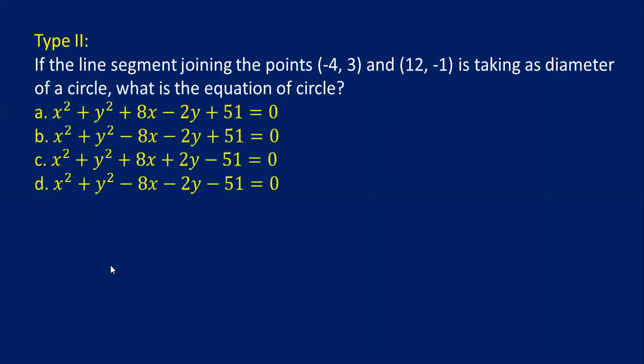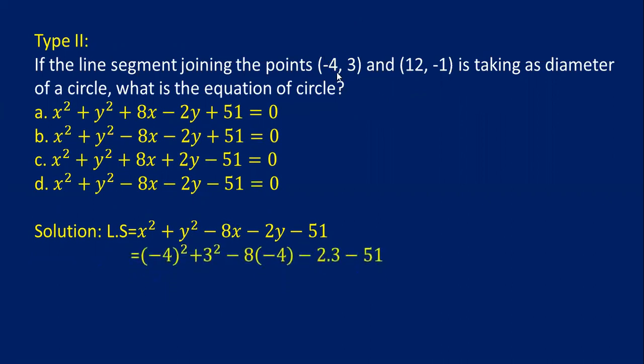Now we will check the options. Here the point (−4, 3), x and y. Now see the solution: x² + y² − 8x − 2y − 15. Now we will use the values: (−4) squared plus 3 squared minus 8 into −4 minus 2 into 3 minus 51. That is 16 plus 9 plus 32 minus 6 minus 51, that means −57... equals 0. So the answer will be D.